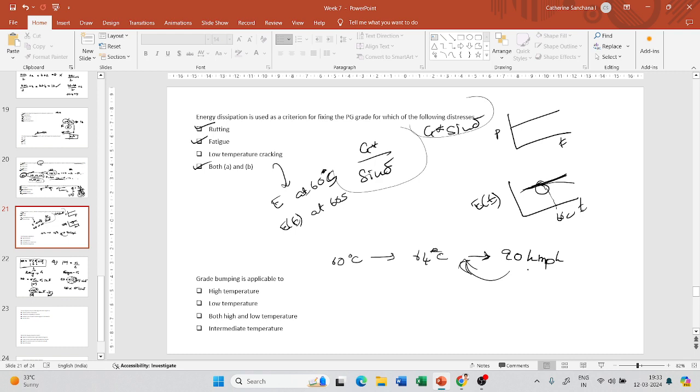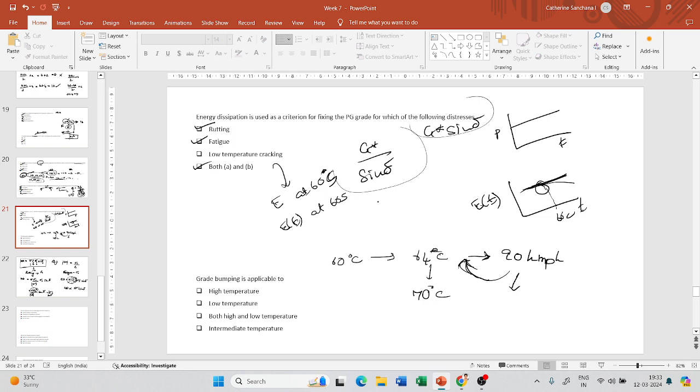So what they did, if my frequency is reduced, in order to take this into account, they will increase the PG grade by 1. Okay, so instead of asking for 64, the contractor or you will ask for a PG of grade 70, because my vehicles are going to move even slower, thereby making the bitumen more prone to rutting. Okay, so this is called grade bumping.